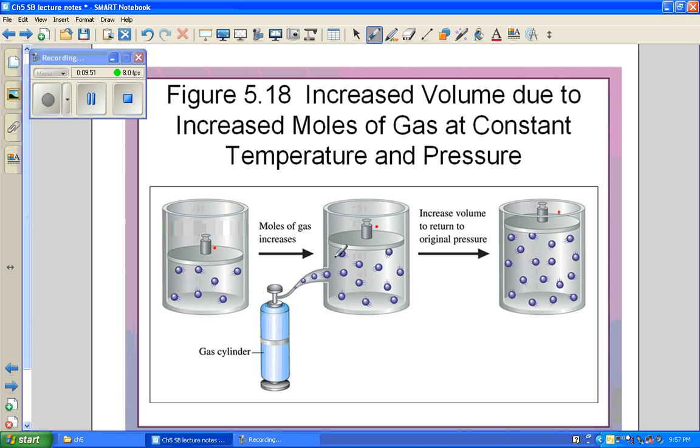What's going to happen? Well, I'm going to have to increase my volume if I want the pressure to remain constant and the same as it was in its original state. So hopefully this is Avogadro's law: putting in more moles of a gas. Hopefully you can picture this, you guys. I'm adding more moles, which causes more pressure because there are going to be more collisions. And so if I want to maintain that, I'm going to have to increase the space in which those collisions are taking place.